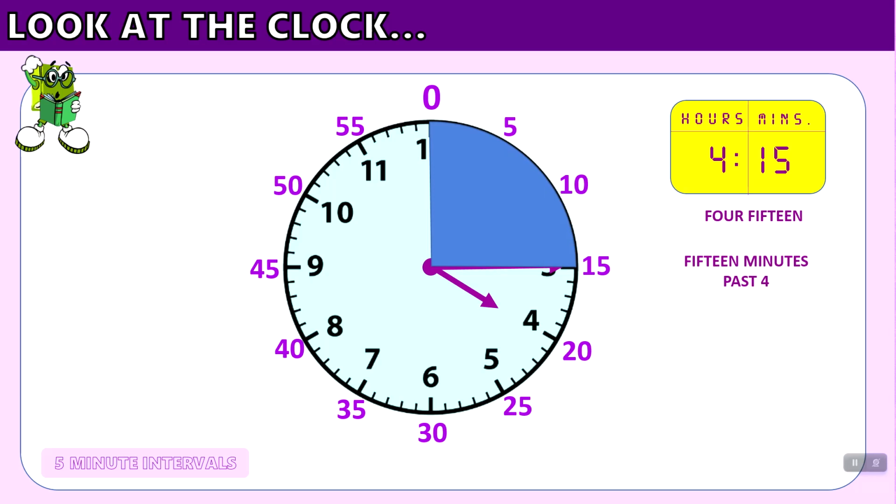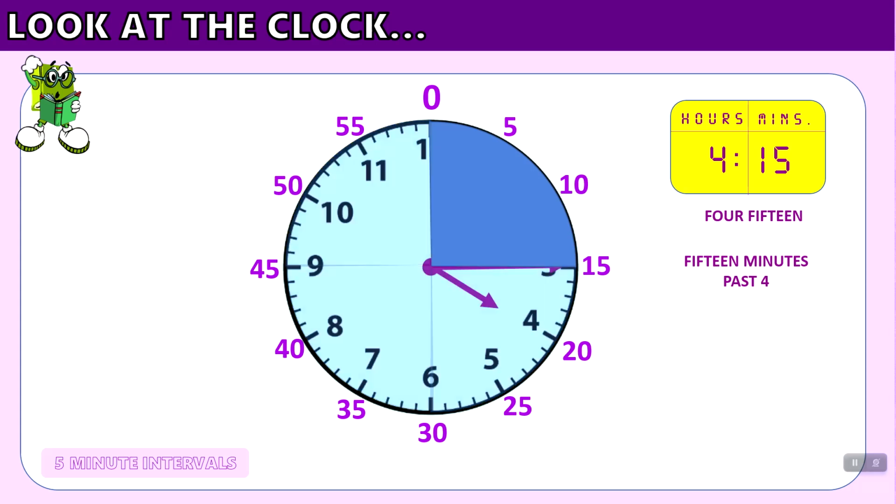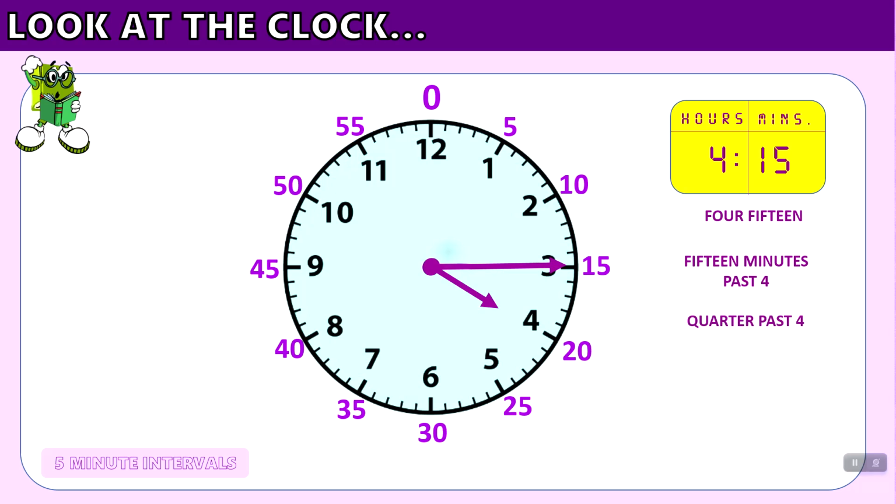This section of the clock represents 15 minutes. This section is another 15 minutes. This section is another 15 minutes. And this section, again, another 15 minutes. And so we call this section a quarter. A quarter of the clock is 15 minutes. And so we're also able to say a quarter past 4.